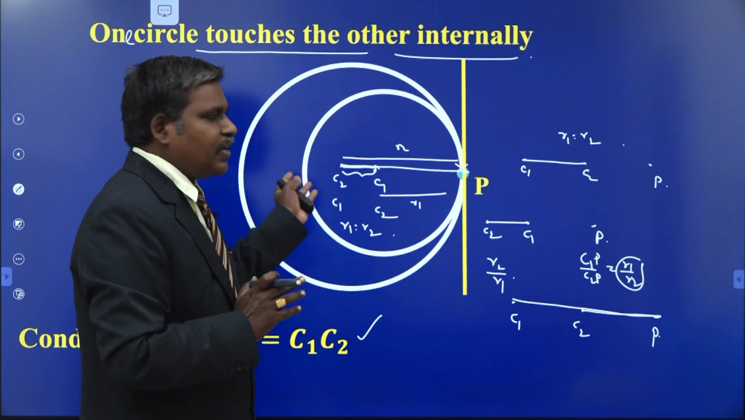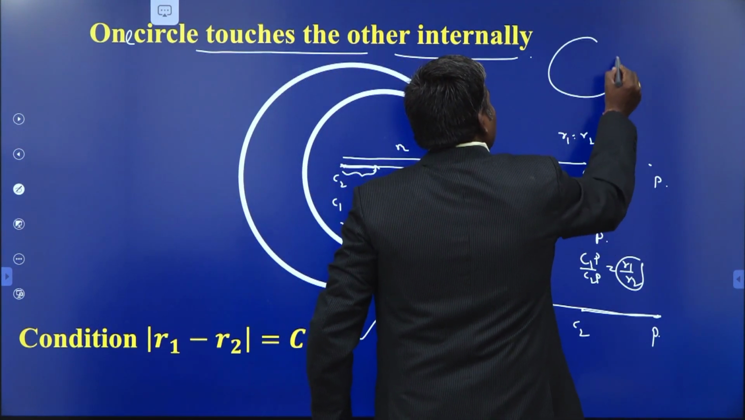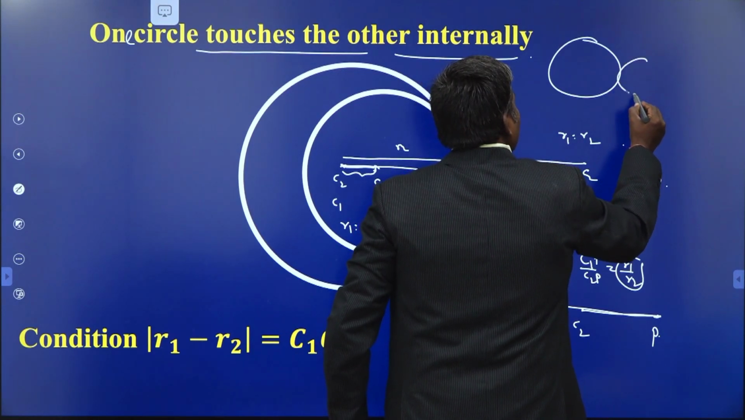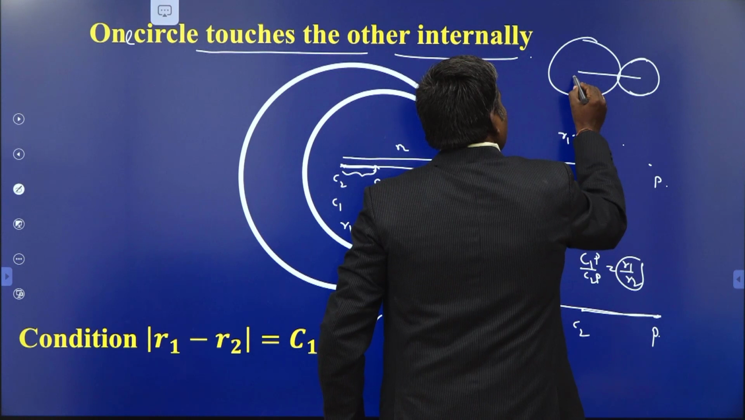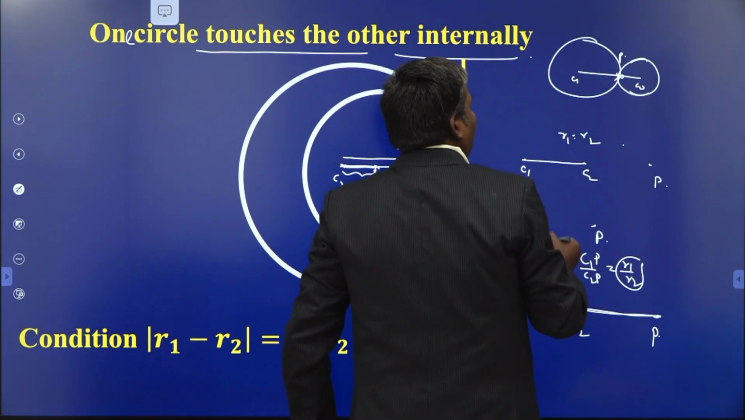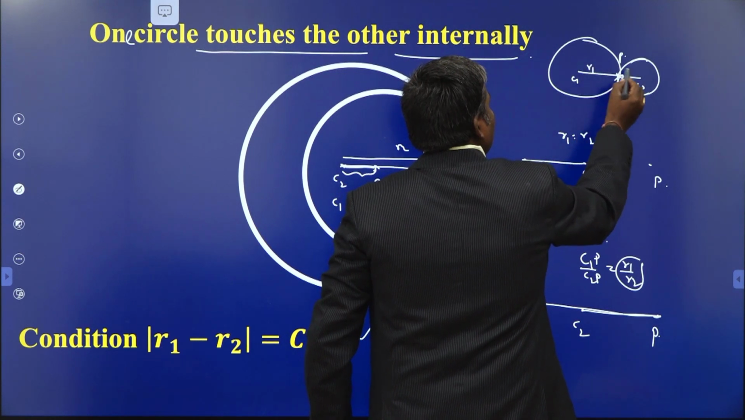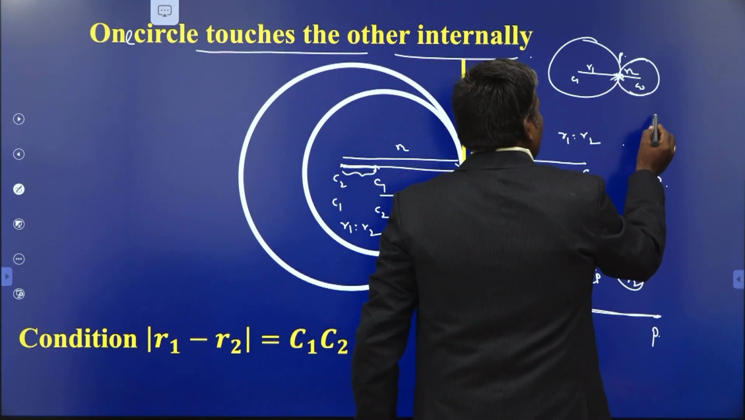You just draw the figure itself, you can catch that one. Suppose two circles are there. The two circles touch each other externally. This is the point of contact. These are the two centers. Where is the point P? Is it in between or outside? In between. The ratio is R1 is to R2. P divides C1, C2 in the ratio R1 is to R2.